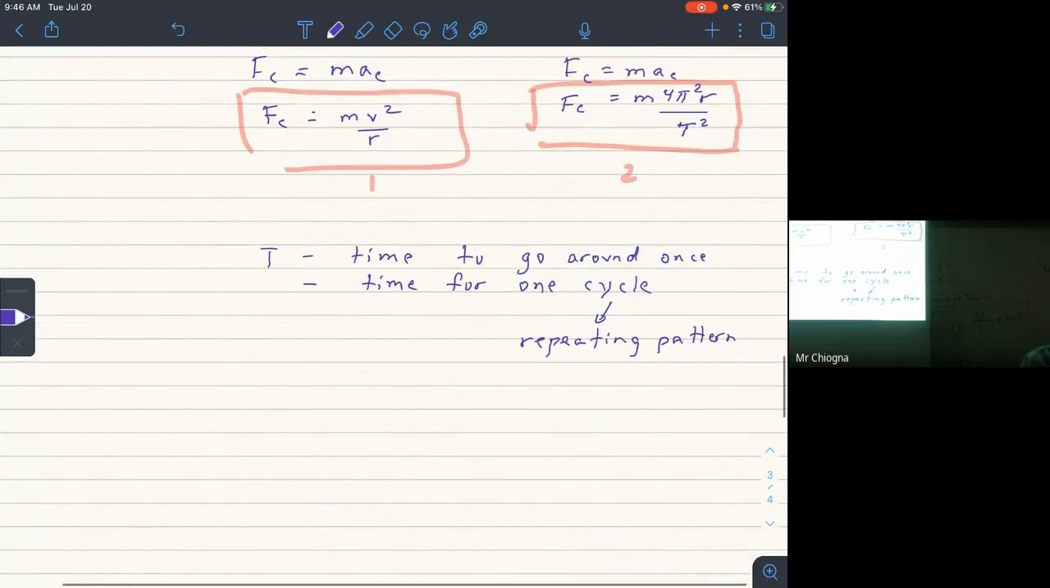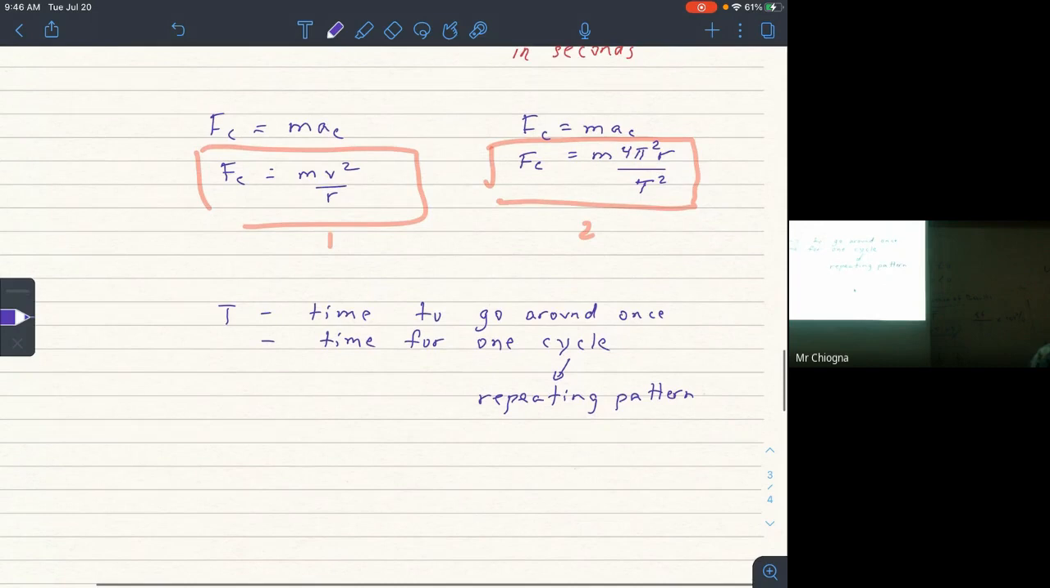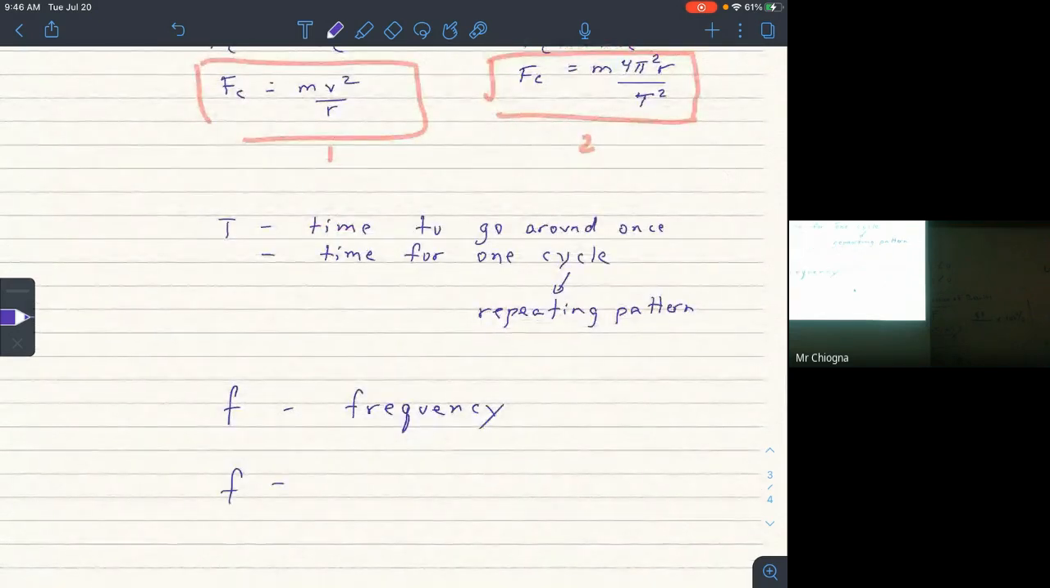One more thing before you get your break. The inverse of the period, mathematically, is called frequency. You hear that a lot. Frequency is related to period. Mathematically, frequency is just 1 over the period.